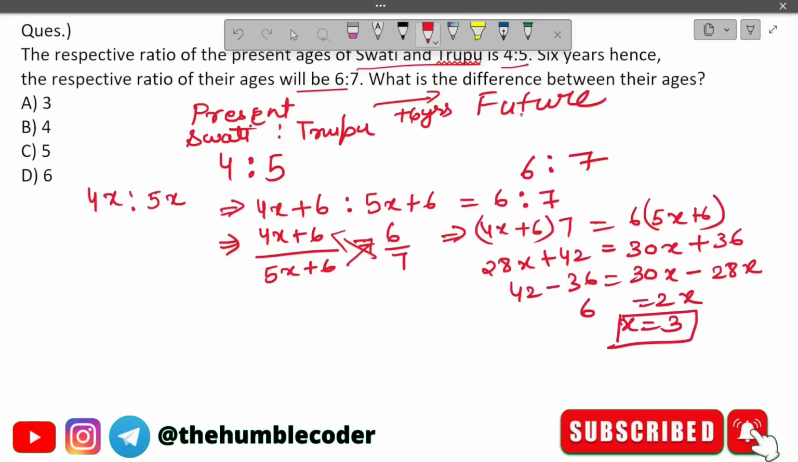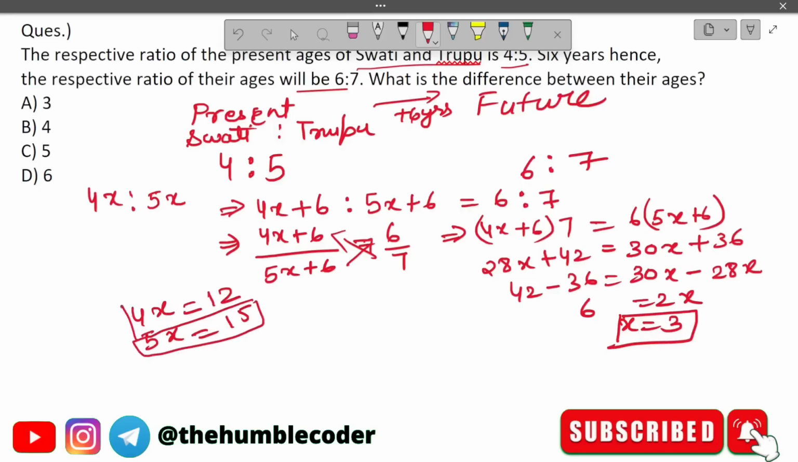Okay, what we were told is we need to find the difference between their ages. So let's consider one of the ratios, 4x and 5x. So the age will be 4 into 3, which is going to be 12, and then 5x, so 5 into 3, 15. So these are their ages as of now.